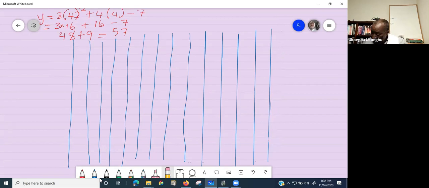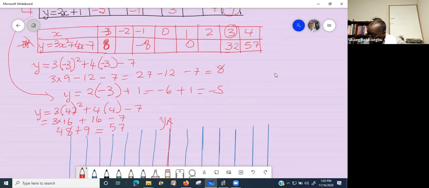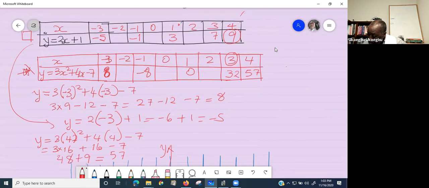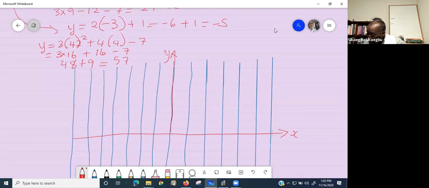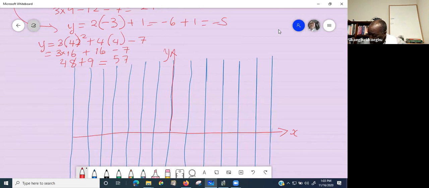Now you draw your coordinate system. You just draw a line for your coordinate system. So this is your x-axis, and this one is your y-axis. Now look at your scale, because this is very important right now. Your smallest value for x is -3, and your largest value for x is 4. So you need at least -3 on this side and 4 on the other side. So you can have your 0, -1, -2, -3, -4, then 1, 2, 3, 4.